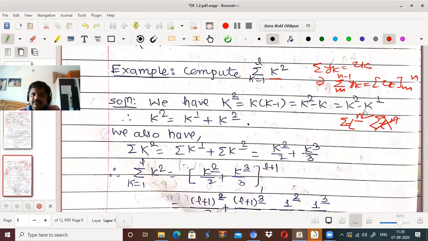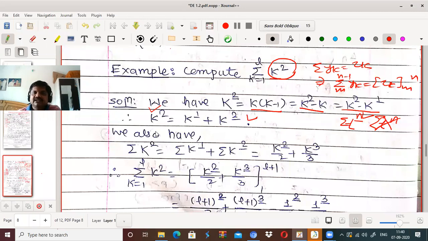Okay. So that's why first of all we will try to make this k square in the form of falling power. We have k to the falling 2 is equal to what? k into k minus 1, that is k square minus k. That is k square minus k to the falling 1, because k is the same as k to the falling 1. So minus k to the falling 1 I will take to the left hand side. You will get k to the falling 2 plus k to the falling 1 equal to k square.